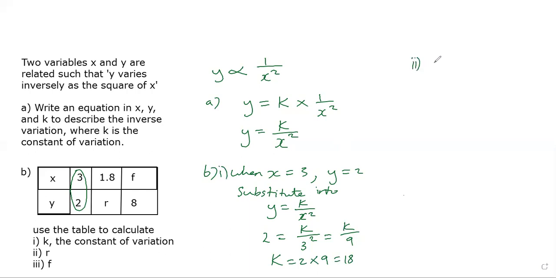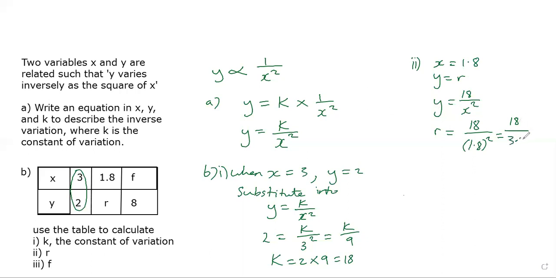We're going to find r now. So when x is equal to 1.8, y is equal to r. We are using our equation y is equal to k over x squared. So it's now 18 over x squared, because k is equal to 18. We worked that out in the previous part. So let's now substitute. We have y is equal to r is equal to 18 over 1.8 squared, which is equal to 18 over 1.8 multiplied by 1.8, which is equal to 3.24.